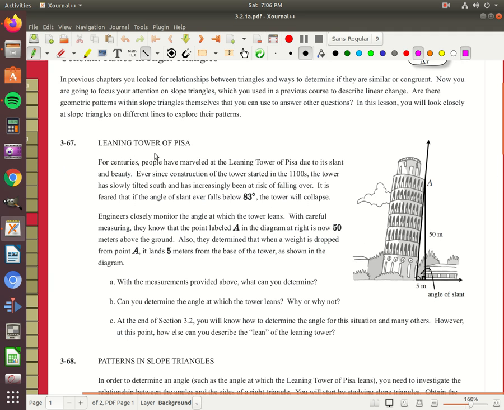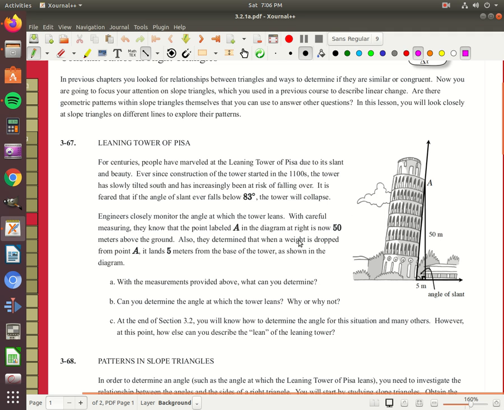So, the Leaning Tower of Pisa. For centuries, people have marveled at the Leaning Tower of Pisa due to its slant and beauty. Ever since construction of the tower started in the 1100s, the tower has slowly tilted south and had increasingly been at risk of falling over. It is feared that if the angle of slant ever falls below 83 degrees, the tower will collapse. Engineers closely monitor the angle at which the tower leans.